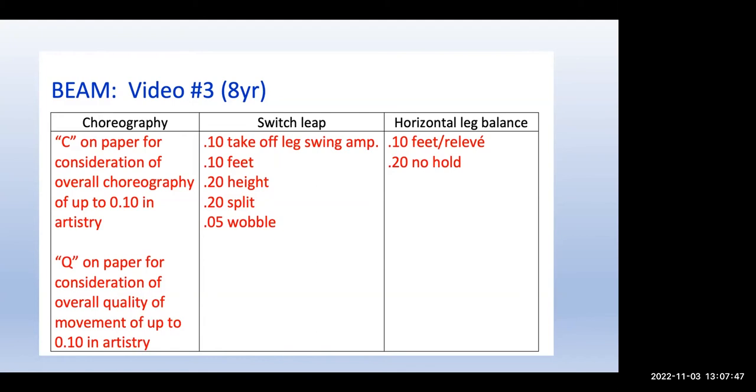Switch leap, 1/10 on the takeoff for the swing amplitude, 1/10 for feet, 2/10 for height, 2/10 for split, 0.5 for wobble. We're probably maxing all of this. And if I watched it a couple other times, I could probably kick in something for posture as well. But it's obviously 2, 4, 5, 6.5 tenths major deductions. The horizontal leg balance, 1/10 for feet. It has to be on releve and it has to be held. So she's not there either.